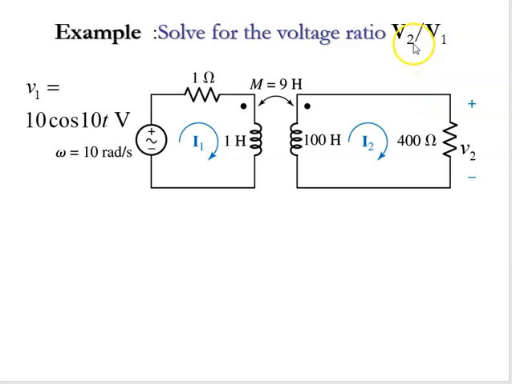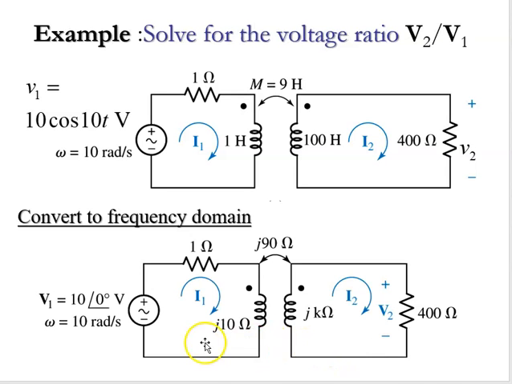But if we look here, this is V2 over V1, these are phasors, so we need to convert this to frequency domain in order to solve this problem. So we convert to frequency domain. We know the frequency is 10 radians per second, so 1 henry becomes j10 ohms, 9 henry becomes j90 ohms, and 100 henry becomes j1000 ohms, or j1 kilo ohm.